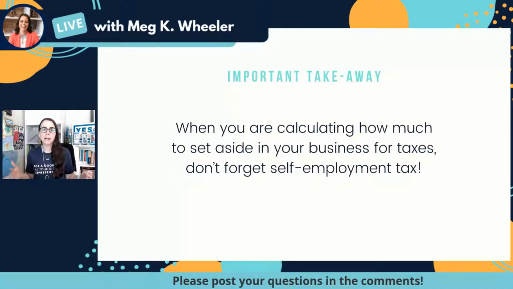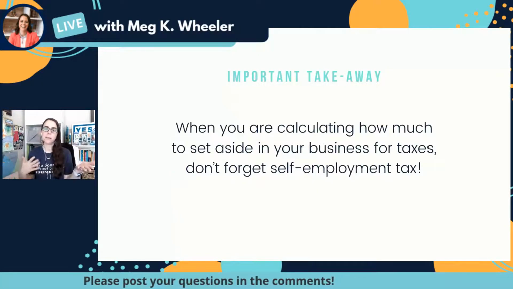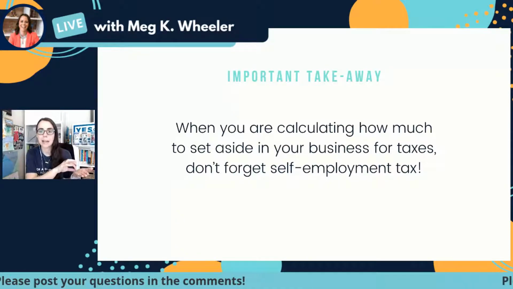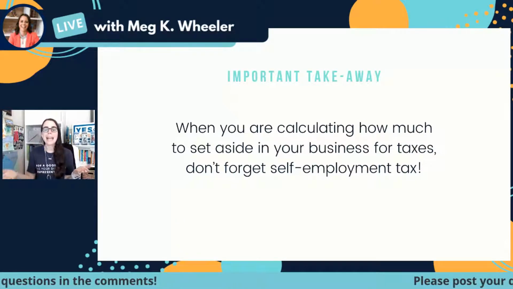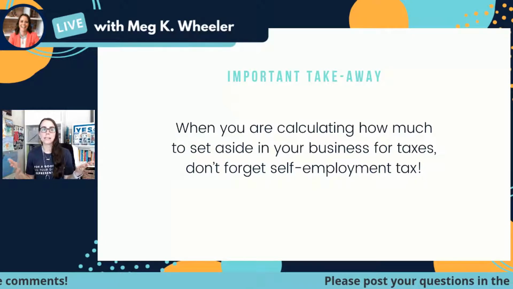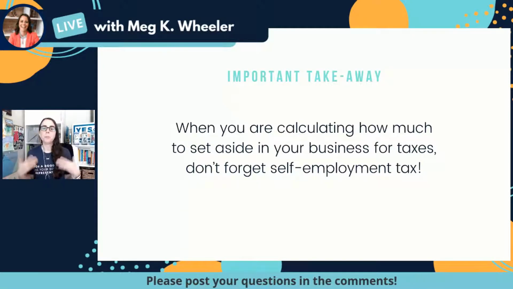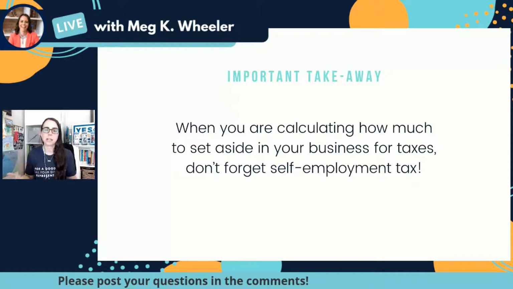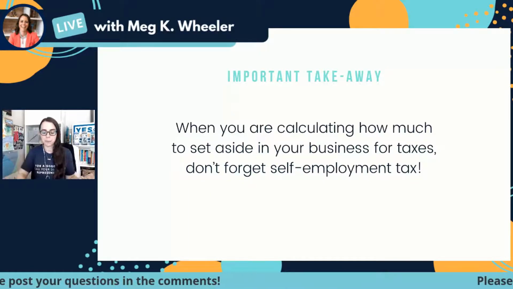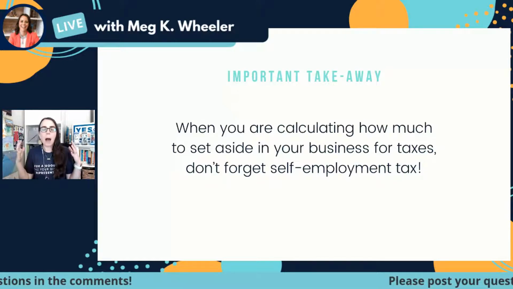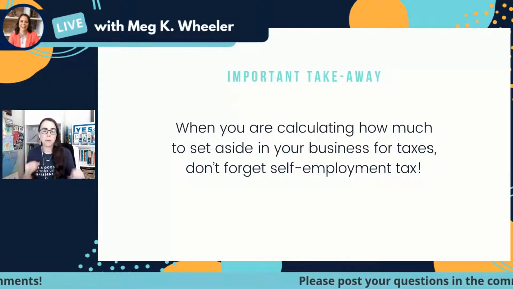If that feels like too much, then maybe you just set aside the 20% for income tax, again, assuming that's the right tax rate for you, that's just my example, and the 15.3% for self-employment tax. The upside of doing that is you'll probably have money left over. You probably will have extra money that you won't actually need to pay in, but you've got the cash saved. So hopefully that helps clear up what self-employment tax is.